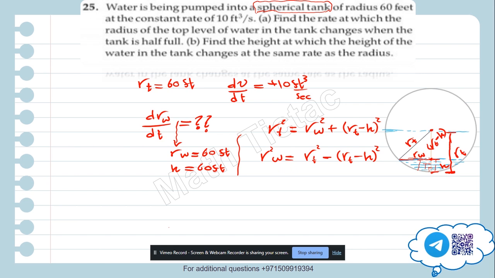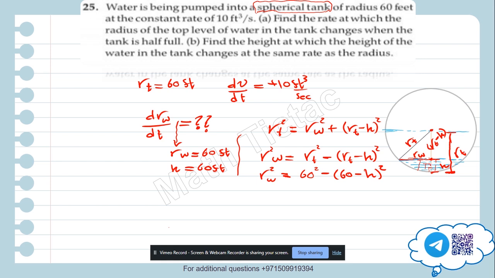Now r of the tank is constant. All the time it will stay at the same value, which is 60. So let's substitute that. In here, this is r square of water, which is equal to 60 square minus (60 minus h) square.